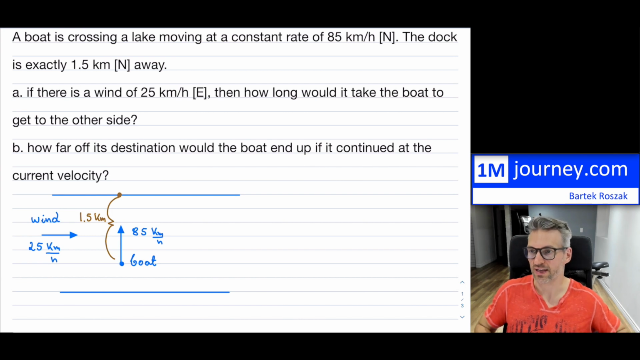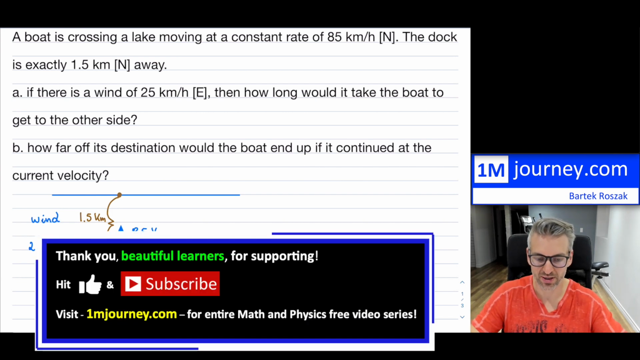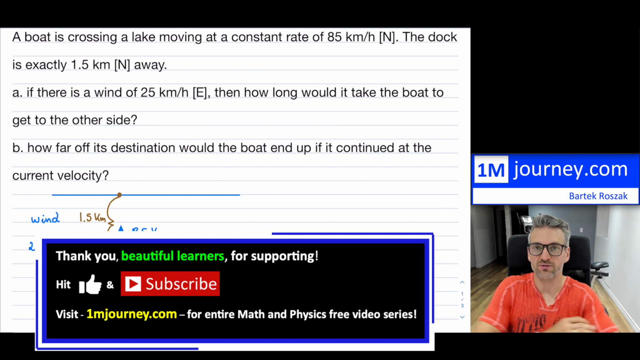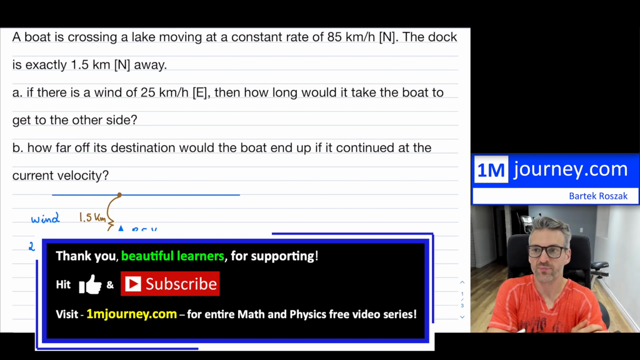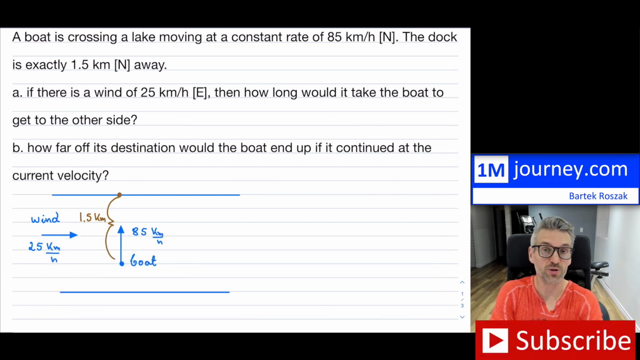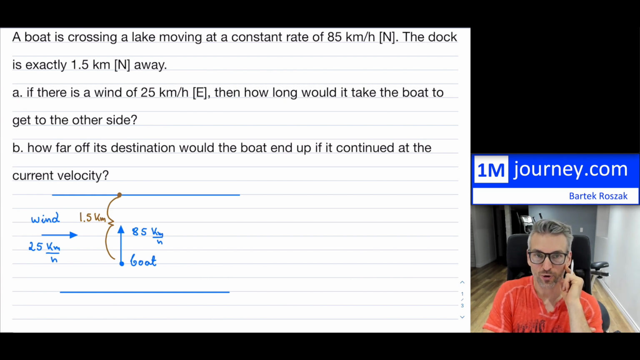Here's an interesting example. Once you study two dimensions and vectors in physics, you're going to run into problems where they force you into looking at multiple vectors and things that are shifting around. So here we have a boat crossing a lake. It's moving at a constant rate of 85 kilometers an hour north.